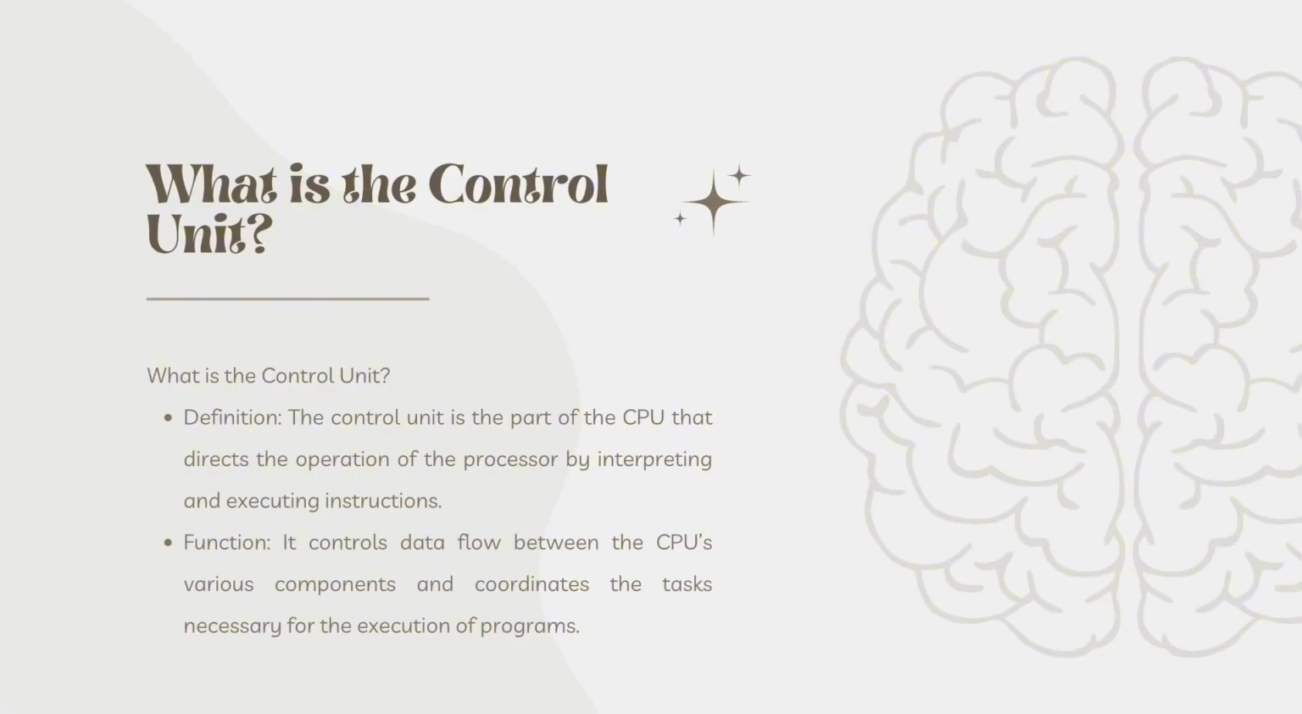What is the control unit? 1. Definition. The control unit is the part of the CPU that directs the operation of the processor by interpreting and executing instructions. 2. Function. It controls data flow between the CPU and various components, and coordinates the tasks necessary for the execution of programs.